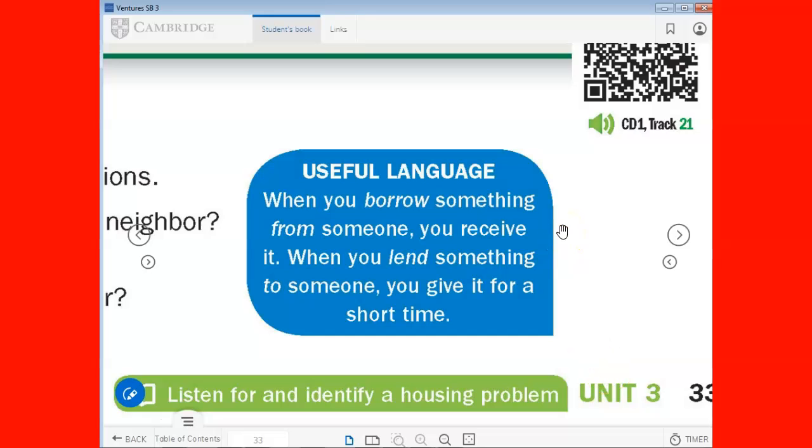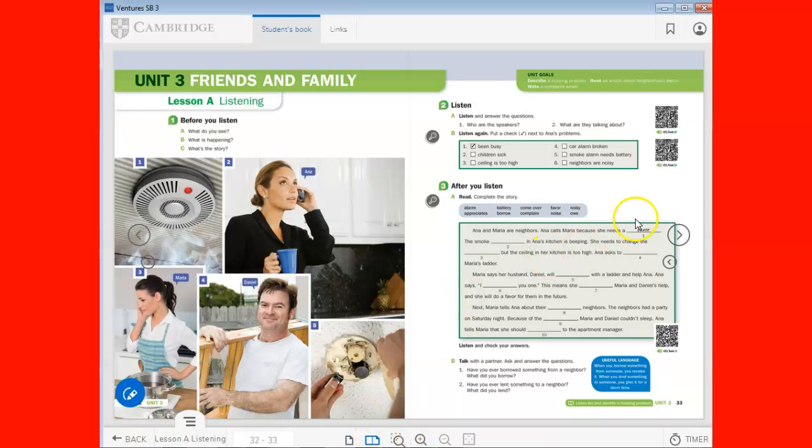Useful language. When you borrow something from someone, you receive it. When you lend something to someone, you give it for a short time. So again, borrow means you take it or receive it. Lend means you give it. Take a minute. You can copy that down. All right, let's go to the next lesson and review a little bit of grammar.